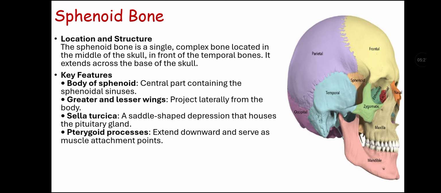Key features of the sphenoid bone include the body of the sphenoid, the central part of the bone containing the sphenoidal air sinuses. Second feature is the greater and lesser wings. They project laterally from the body; there are two wings on each side, the greater wings and the lesser wings of the sphenoid bone. Third is the sella turcica, a saddle-shaped depression that houses the pituitary gland. Fourth is the pterygoid process, which extends downward and serves as a muscle attachment point.